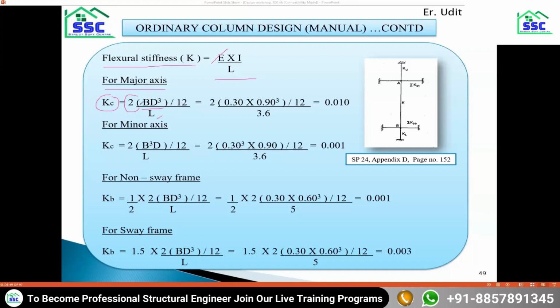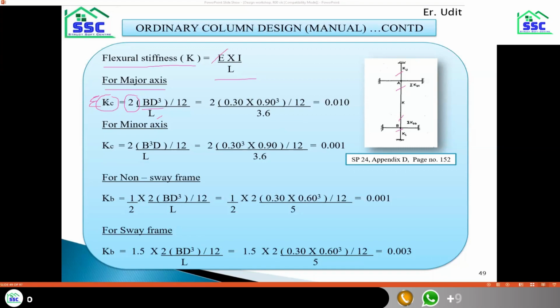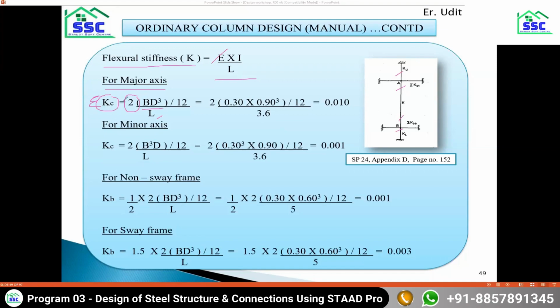Now why am I multiplying this Kc with 2? Because at any of the joints, we have two columns framing into that joint. Even at the bottom joint, we have two columns framing into that joint. That's why the stiffness of the column at the joint, which you can also correctly say summation Kc, because we are adding both the stiffnesses together. This should actually be summation Kc.